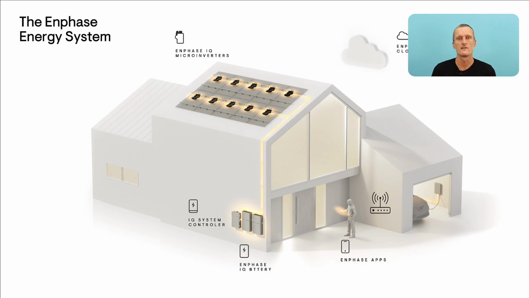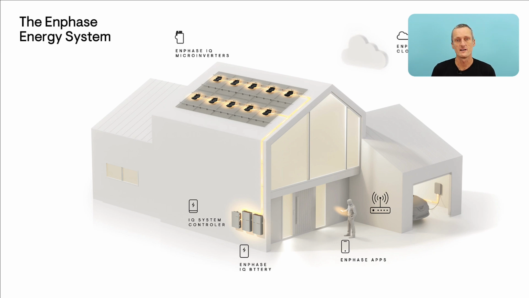Now let's have a look at your Enphase system, and here are the main components. It all starts with microinverters. These are located on your roof under your solar panels. Now these act as the brain of the system. They take the electricity from the solar panels and they convert it into AC electricity. This is the kind of electricity that your home runs on.